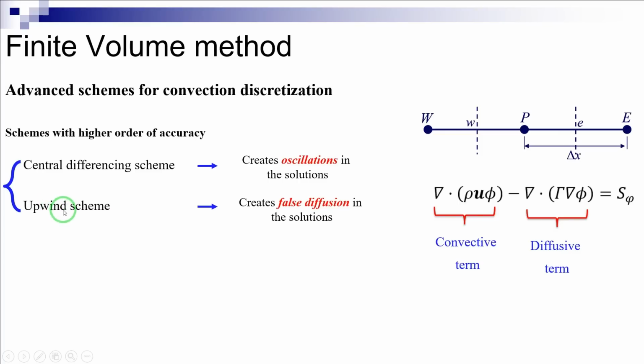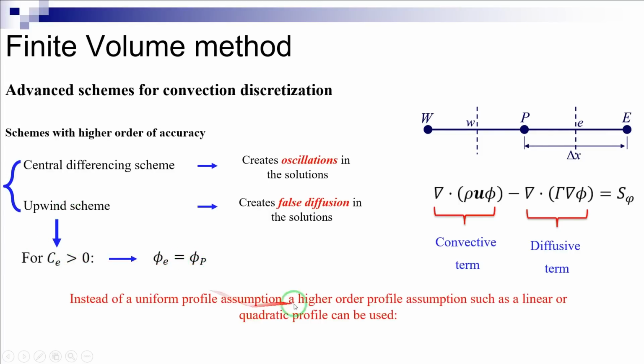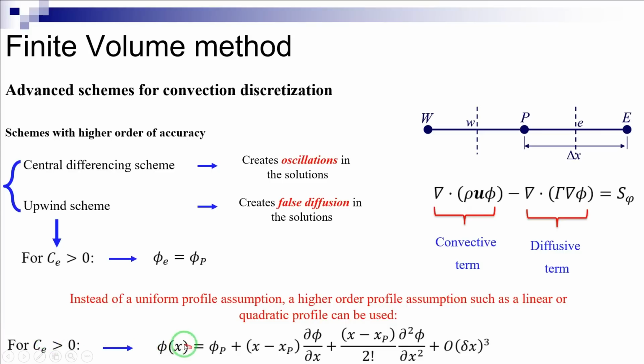In the Upwind scheme, to obtain the value of the variable phi on the eastern surface of the control volume E, it was assumed that this variable has a uniform distribution. In other words, for CE larger than 0, phi E equals phi P. Instead of a uniform profile assumption, a higher order profile assumption, such as a linear or quadratic profile, can be used for phi. For CE greater than 0, the variable phi, by using the Taylor series expansion around the node P, can be written as shown here.